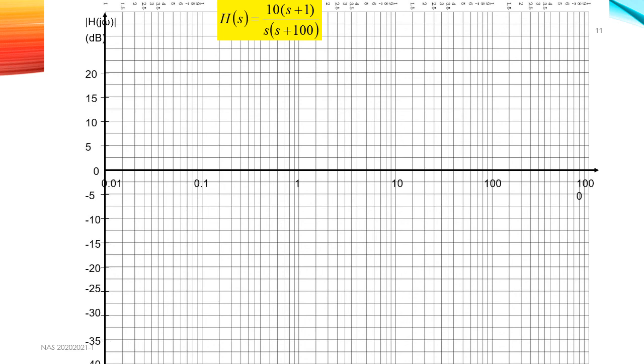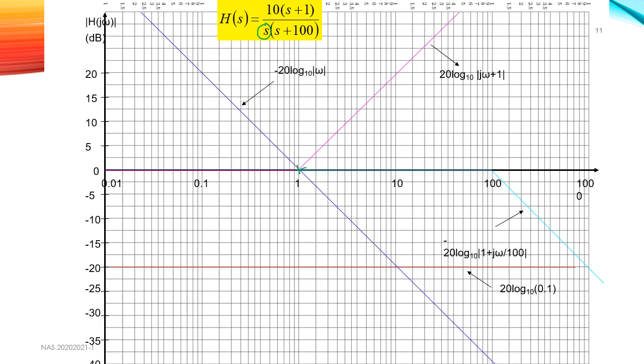First you have the constant, and then you have zeros at 1. Zeros at 1, so the line is 0 before 1, and then positive 20 dB per decade from 1 onwards. And then you have poles at origin, poles meaning a decreasing slope of 20 dB per decade crossing at 1. Lastly you have the poles at 100. Finally you sum them up.